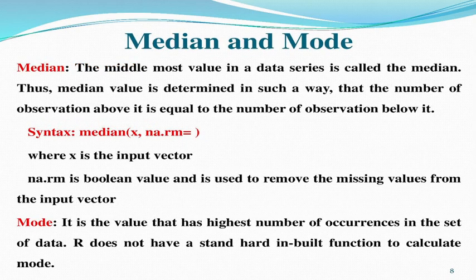The median is the middle score for a set of data that has been arranged in order of magnitude. The syntax is median of x, na.rm equal to, where x is the input vector, and na.rm is a Boolean value used to remove the missing value from the input vector. The mode is the most frequent score in the data set. R does not have a standard inbuilt function to calculate mode.